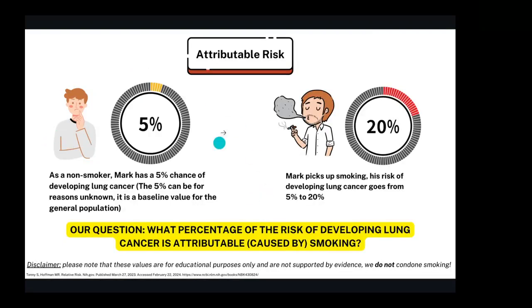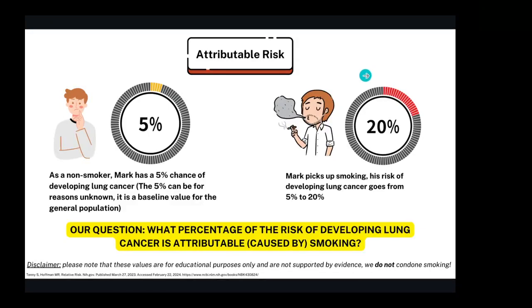But let's say that he does start smoking. In that case, his risk of developing lung cancer goes from 5 to 20%. As we know, there's more than one thing that can cause lung cancer, but our focus right now is smoking. How much of this risk is attributable to smoking? That's what we refer to as the attributable risk.